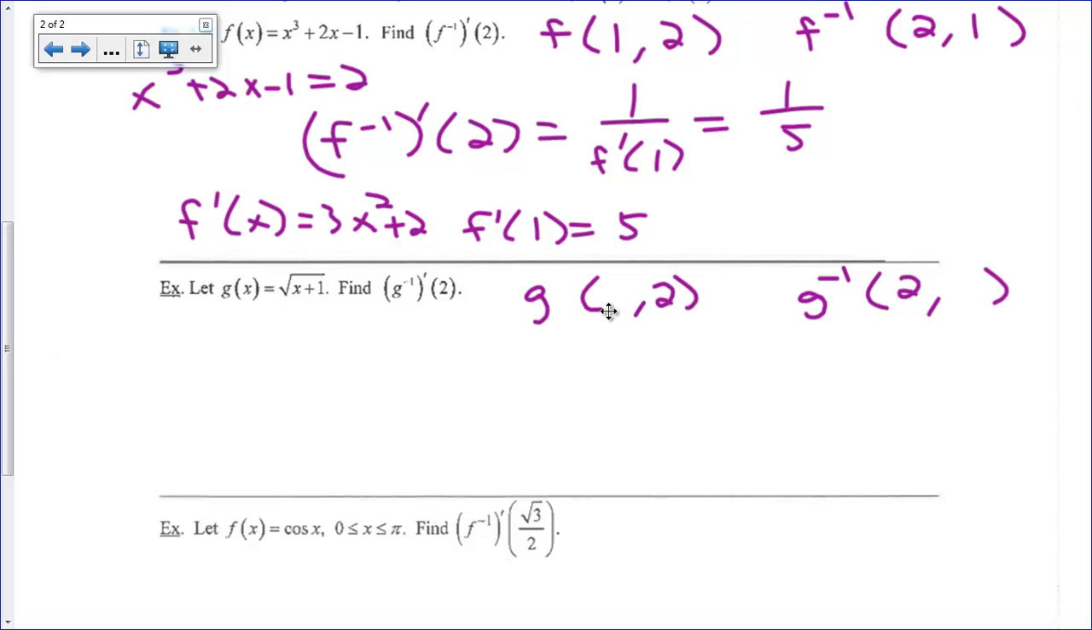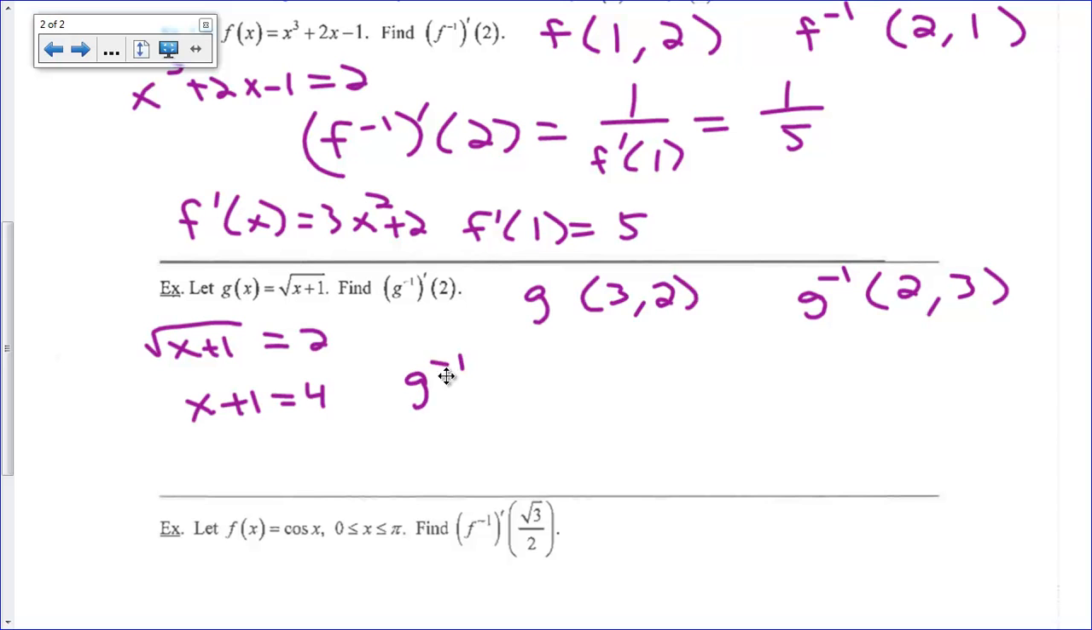The missing point, we need the x value for g that will make the y value 2. We need to set g of x equal to 2. And the only thing you can take the square root of and get 2 would be 4. So x plus 1 would have to equal 4. So x is equal to 3. So that's my missing piece of information.